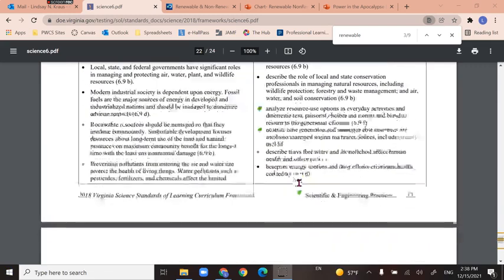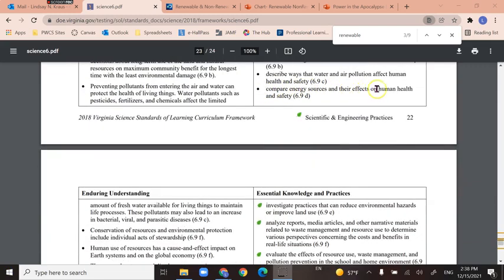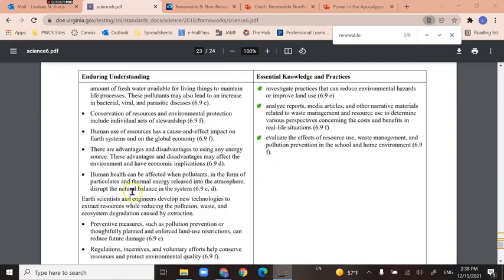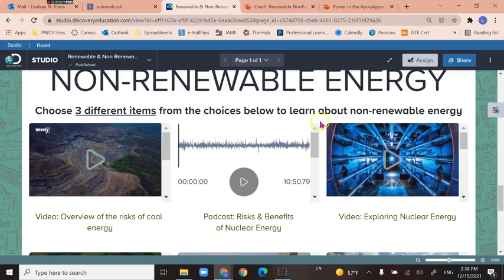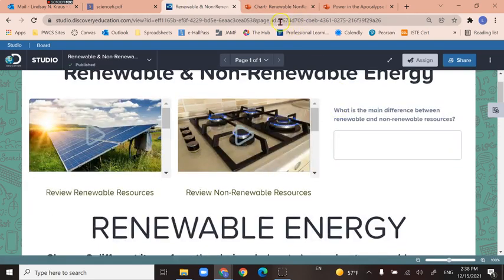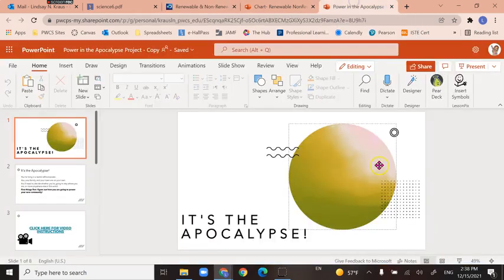You can see in some of the essential knowledges, it talks about comparing energy sources and their effect on our health, investigating practices that reduce those hazards. These are all related to 6.9. And then analyzing things to determine different perspectives of them. So there's a lot of different aspects of renewable, non-renewable in the standards that we were focusing on here. Once they figured that out in a non-biased way, so just pros, cons, all the above for all different types of energy sources, then what we did is we wanted them to apply it.